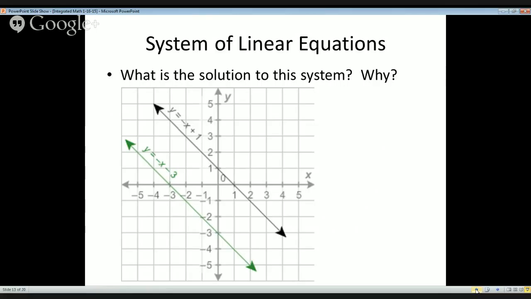So if we notice the lines are parallel, and if we think back to before our break, we found out that when lines are parallel, the slopes are the same, and you'll see that here. They both have a slope of -1. And so sometimes when we do math, there is no solution, and this is one of those cases, and we have to think about it and talk about it. So we have no solution when the lines are parallel in a system of linear equations.